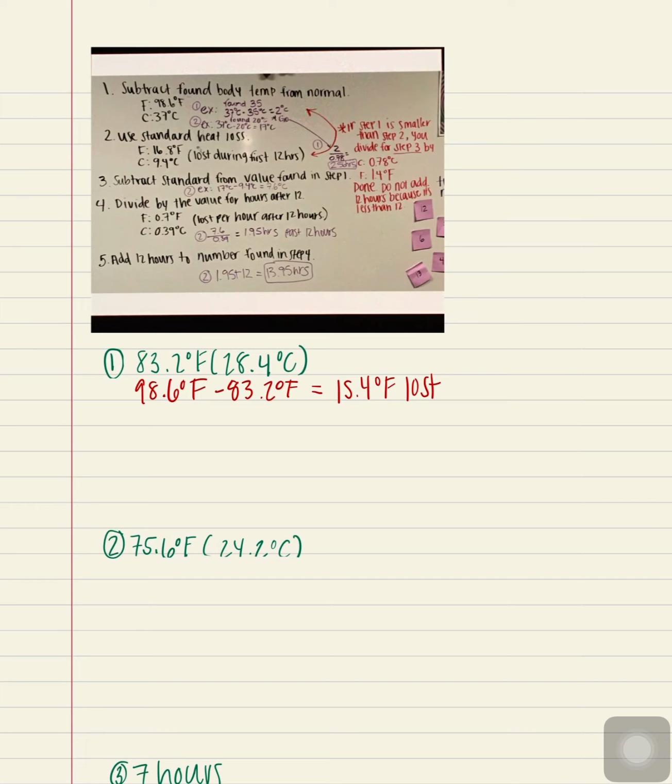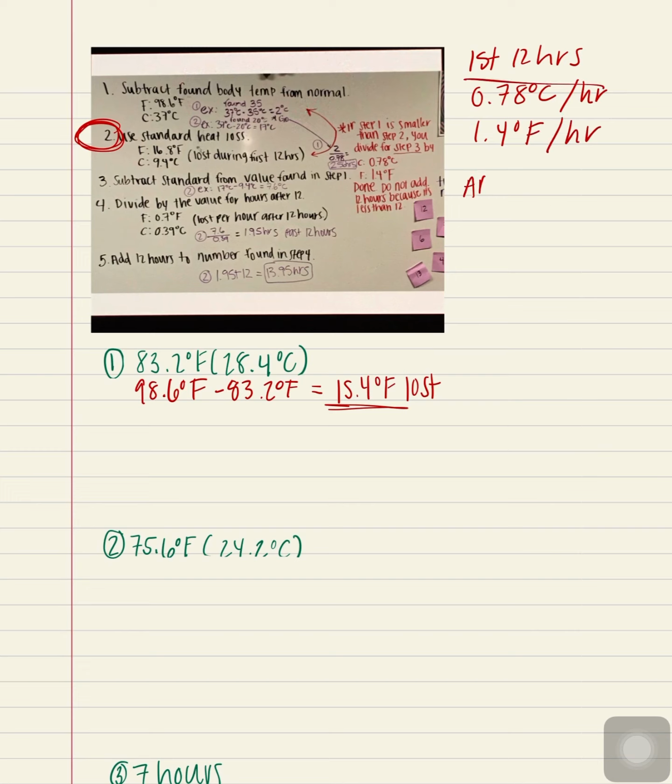This number here, 15.4, is smaller than the number we found in step 2, okay? Step 2 is just saying, based off what you read in your previous section, that for the first 12 hours, we are going to lose body temperature at 0.78 degrees Celsius per hour, or if I'm working with Fahrenheit, 1.4 degrees Fahrenheit per hour. So that's my first 12 hours, okay?